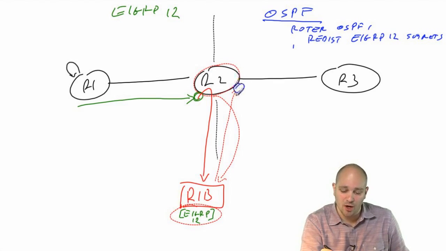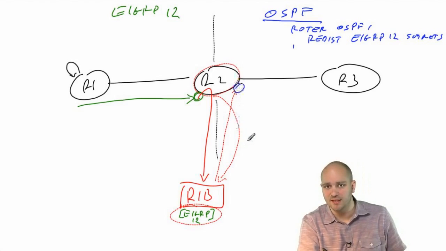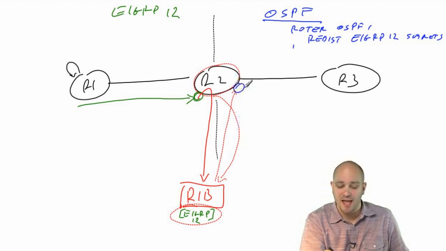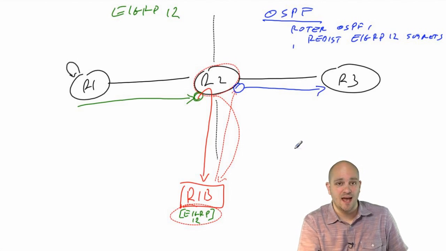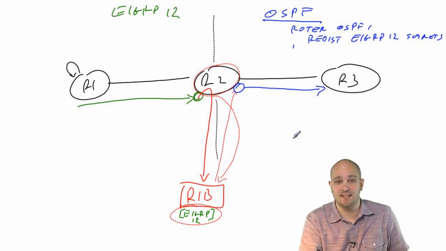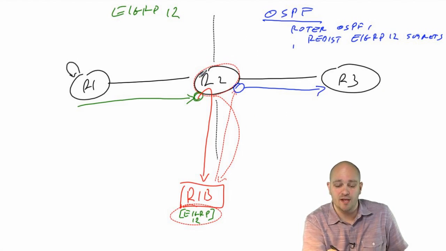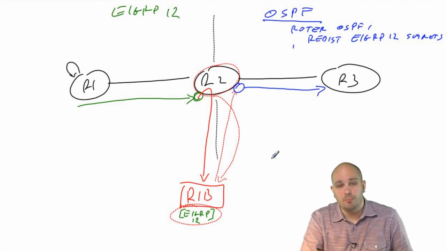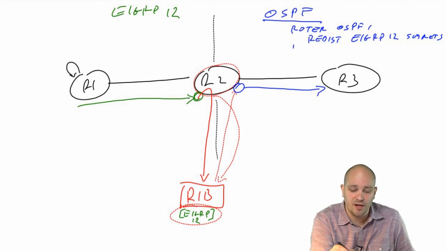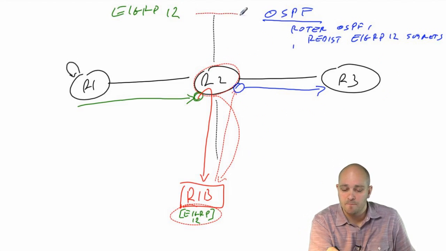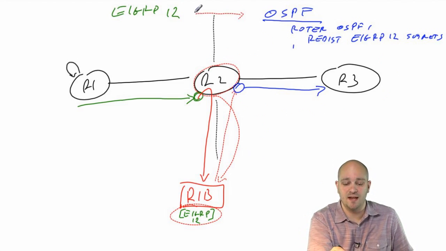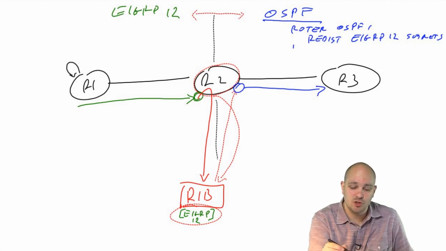So these routes are now going to end up in the OSPF database as the external routes, and as such will be advertised to R3 as type 5 or type 7 LSAs, depending on what kind of area type we had here. So it's important to understand that there was never direct route exchange between OSPF and EIGRP. This does not happen.